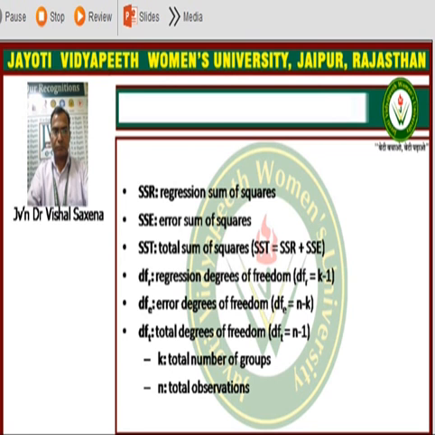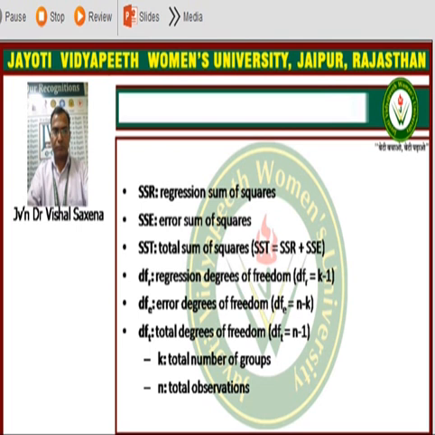DFR is known as the regression degrees of freedom, and that is equal to k minus 1, while DFE is the error degrees of freedom, given by n minus k, where k represents the total number of groups and n represents the total number of observations.